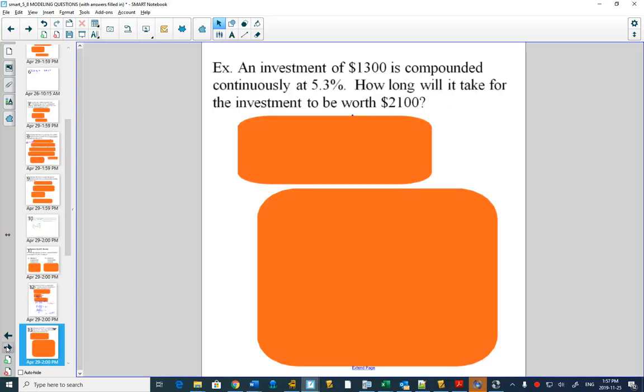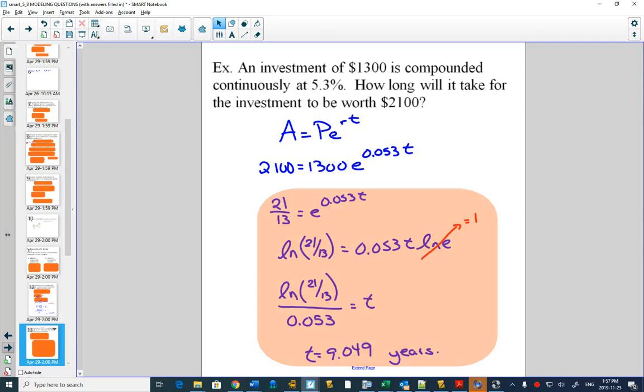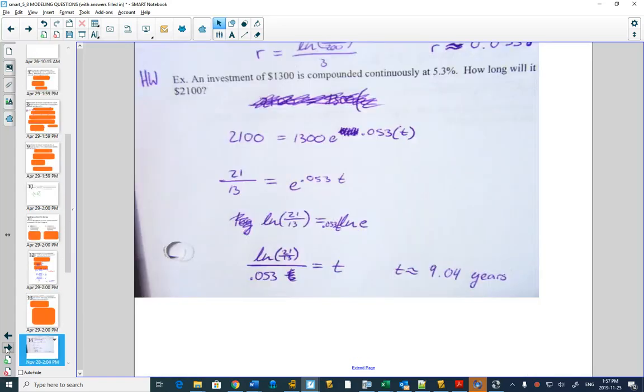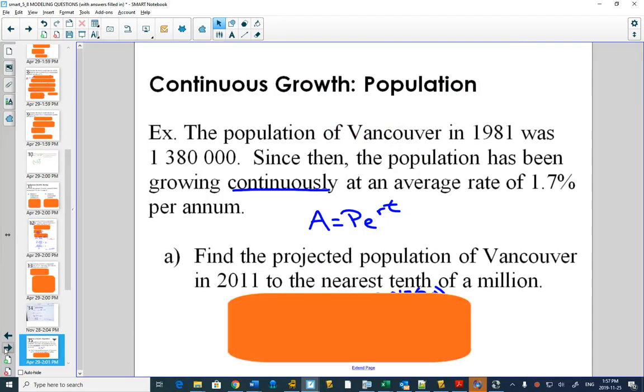This question is more or less the same. I'm going to leave this one for you to do on your own. I'll put up the video so you can check your answer later, or if you just want to write down that the answer is 9.049 years. So when you're checking it on your own later, you're fine. And we'll move on to population.